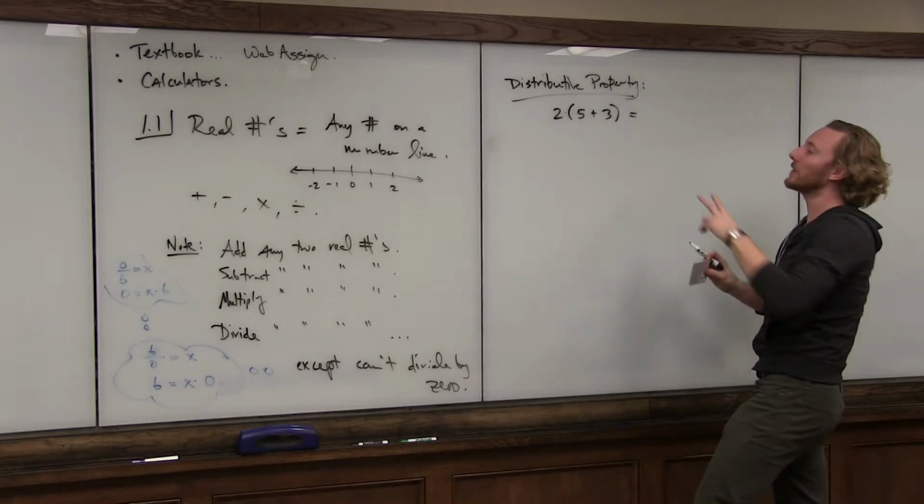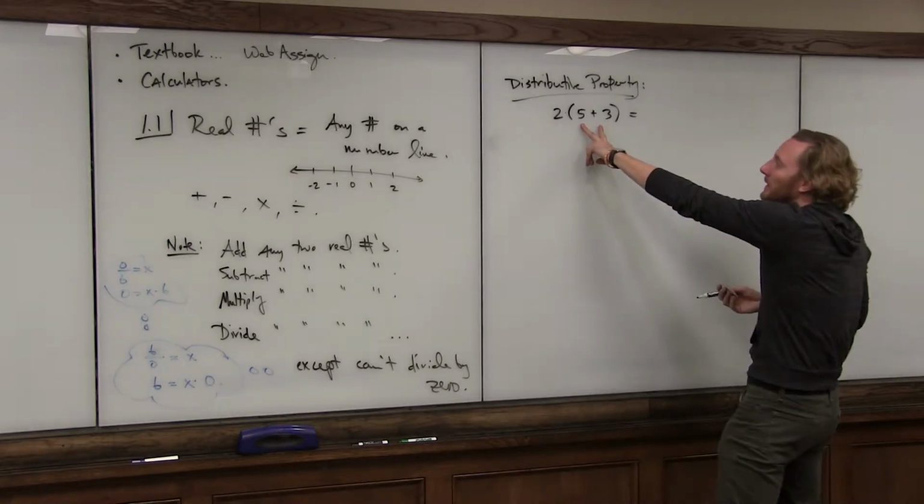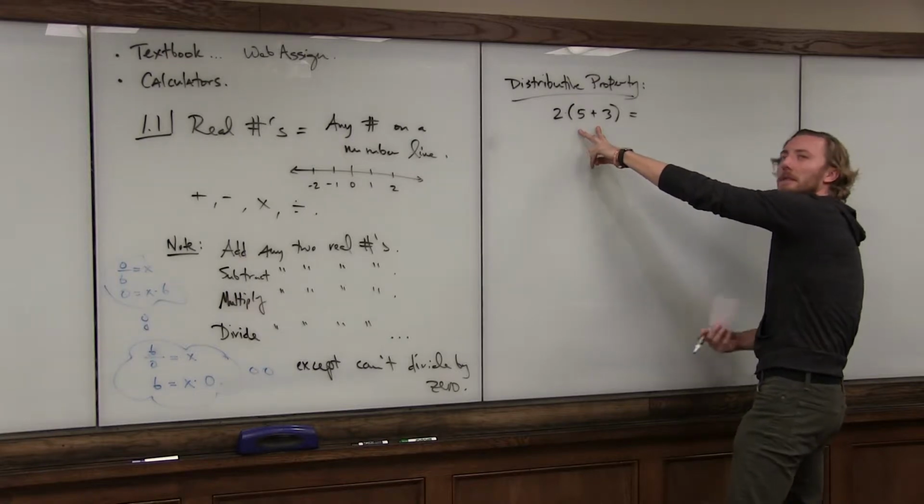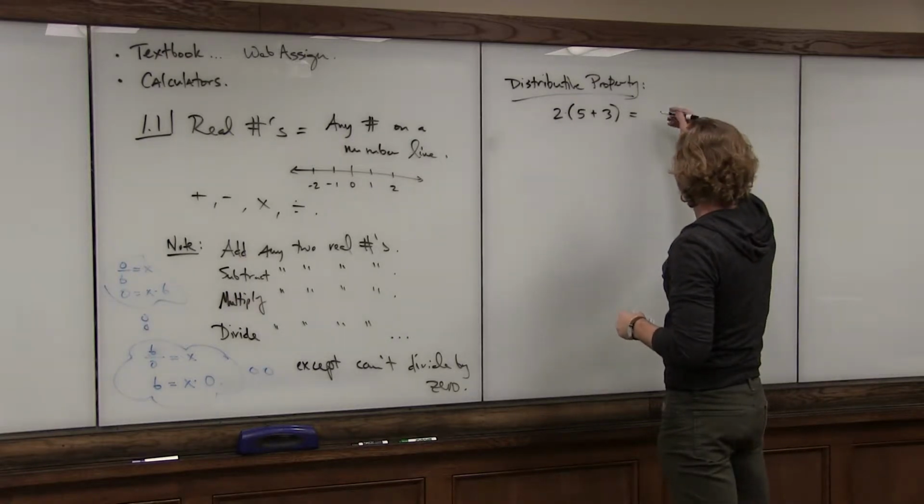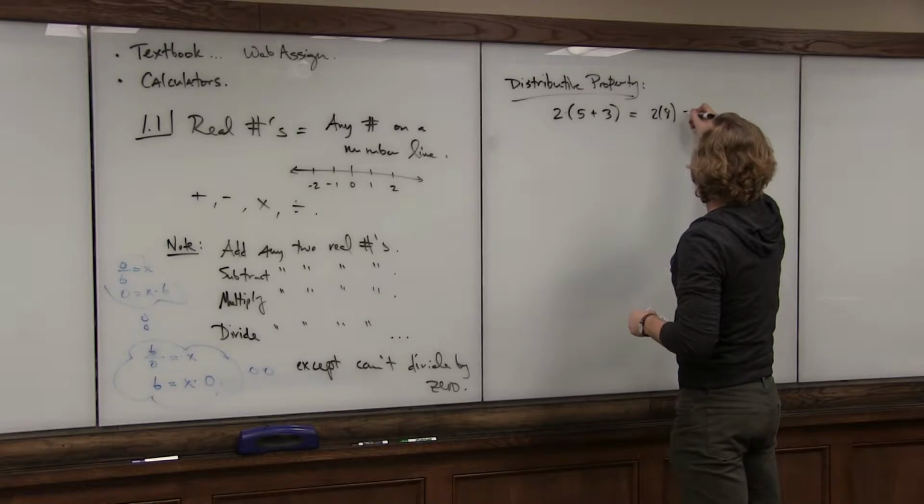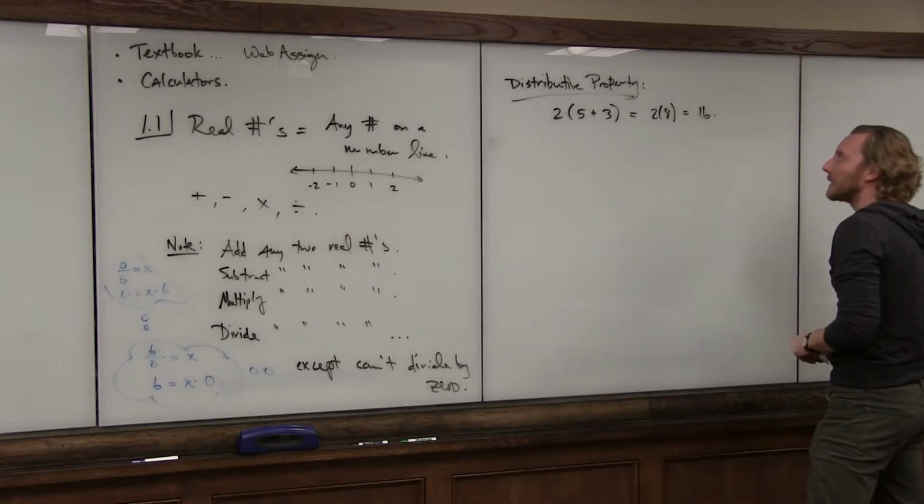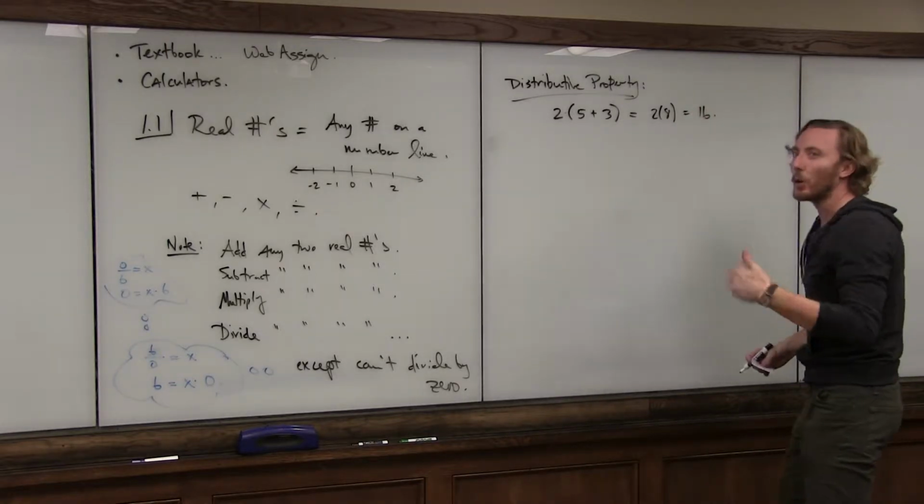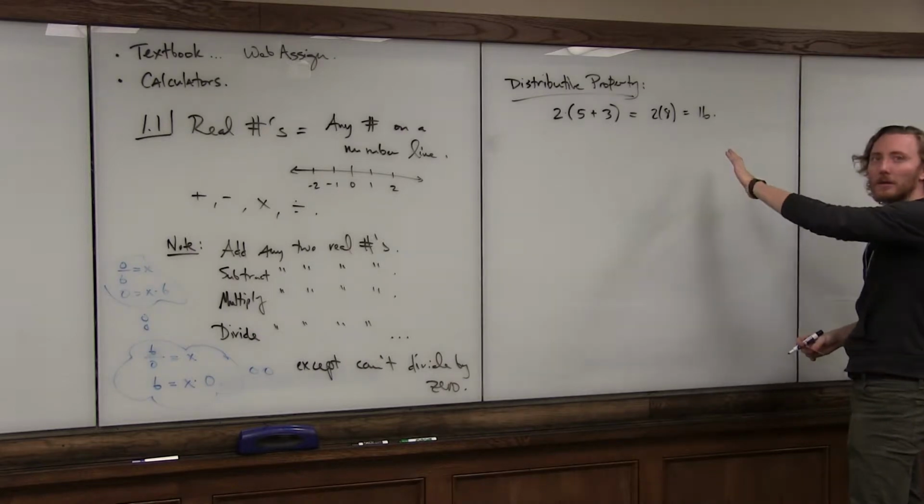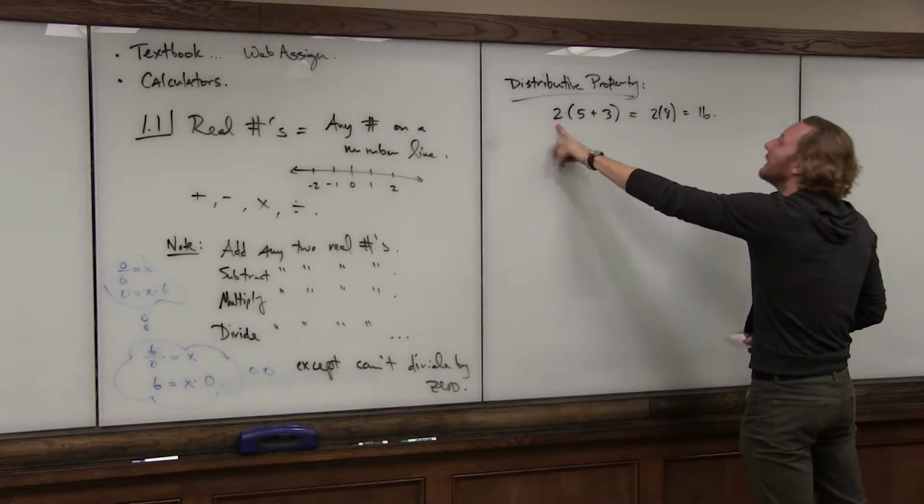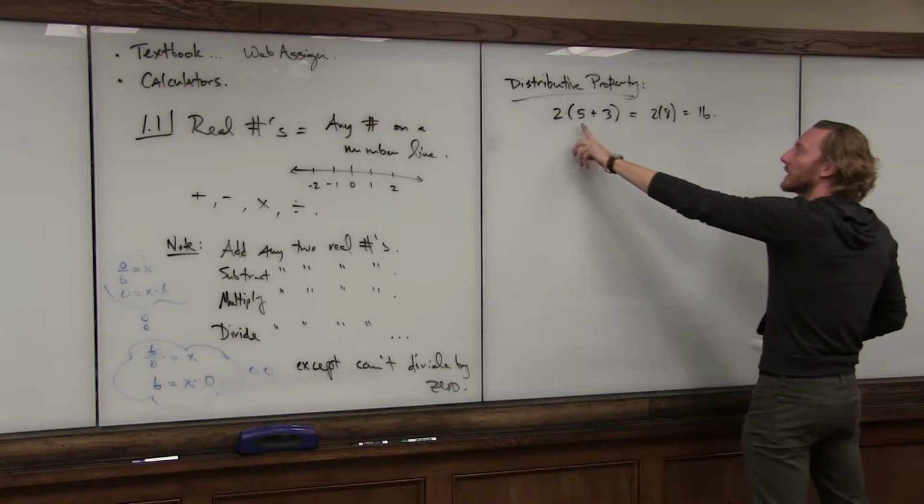Now you know what you standardly do whenever you see something in parentheses. You like to go inside the parentheses and simplify what's in the parentheses first. Well, if you did that, you get 2 times 8. And if you multiply that out, of course, 16. Now, is that the only way to compute this result, to think of it as 2 times 8? Well, what is 5 plus 3?